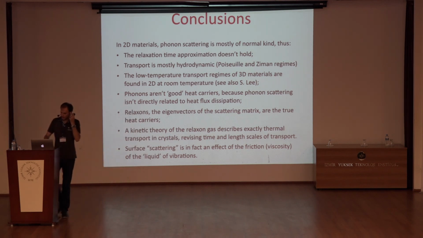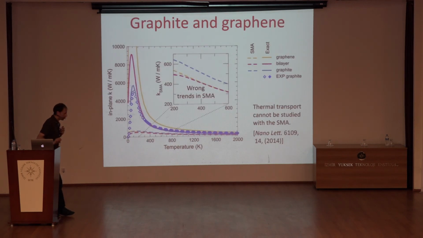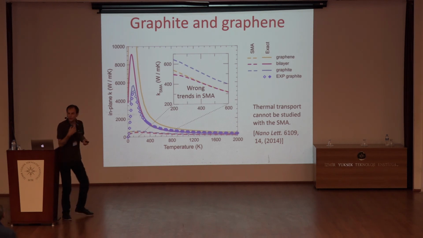So again, for silicon, for example, if you are interested in looking at the thermal conductivity only, that works fine. Let me show this plot maybe again. Here we were even looking at graphite, for example.